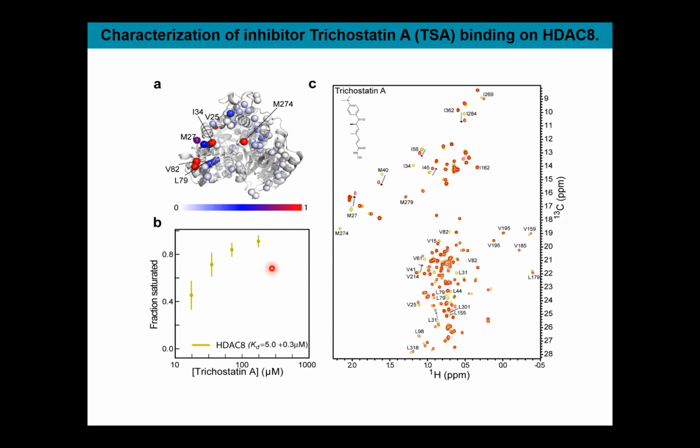When I fitted the data all together, I found the KD value is 5 micromolar with an off rate of 0.01 per second. It shows that this complex is very stable, highly stable, and will be very homogeneous for NMR. That's why I did all the experiments in the free state as well as in the bound state with trichostatin A, because I have used this one as a substrate.